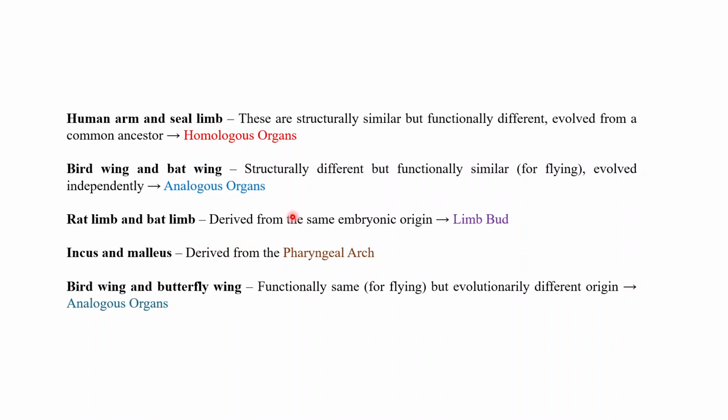Then rat limb and bat limb, limb of a bird. That means they are derived from the same embryonic origin. Okay, it means that they are derived from the same embryonic origin. Incus and malleus, they are derived from the pharyngeal arc. Nothing too much to explain over here.